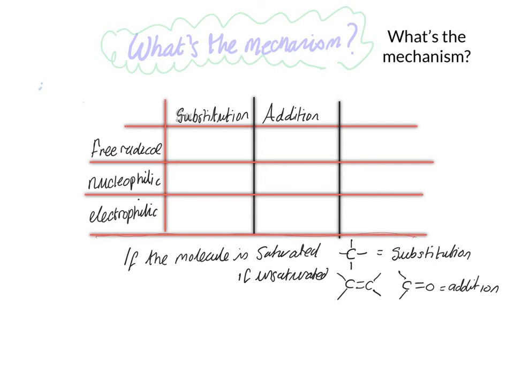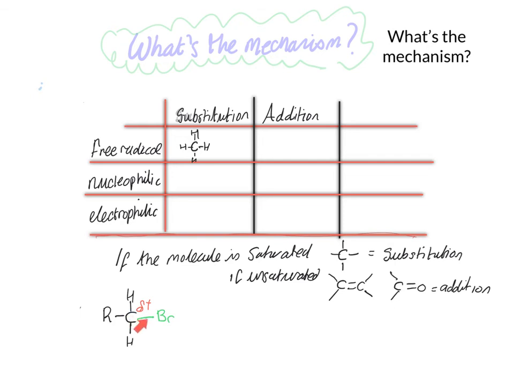To decide on the mechanism, first of all, look to see if your molecule is saturated or unsaturated. It's saturated if it's got 4 groups around the central carbon. It's unsaturated if there are only 3 groups around the carbon. Methane can only be attacked by free radicals because it's completely non-polar. It can also only undergo substitution reactions because it's saturated.